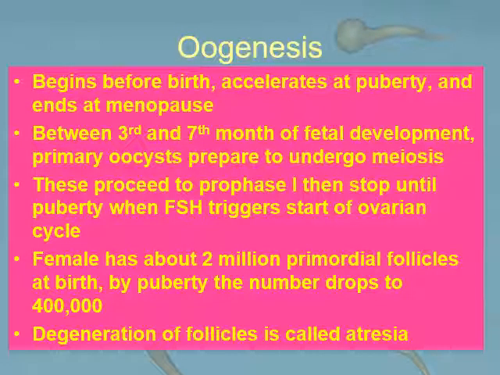So oogenesis begins before birth, accelerates at puberty, and ends at menopause. Between the third and seventh month of fetal development, the cells undergo meiosis. This proceeds to prophase 1, then stops until puberty, when the follicle stimulating hormone triggers the start of the ovarian cycle. Females initially have 2 million primordial follicles, but this decreases to 400,000 when they reach puberty. The degeneration of follicles is called atresia.